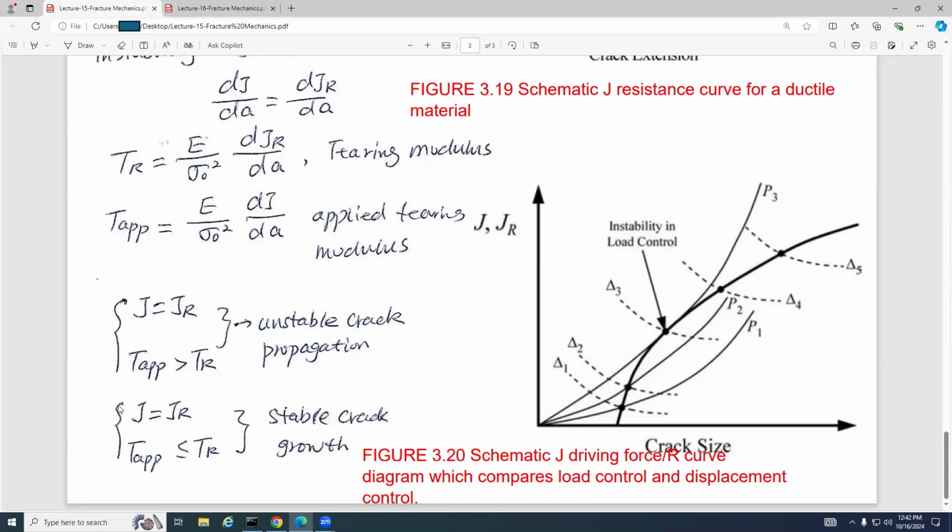You have that? Bobby, did that make sense to you? Yes, it's very similar to the other linear elastic. Yeah, very similar. But this time we use J instead of G. Questions so far?